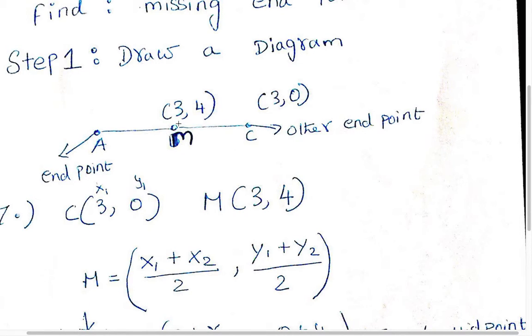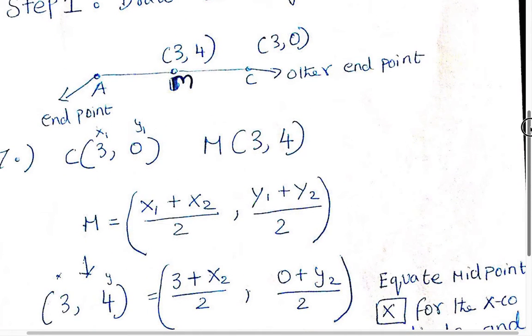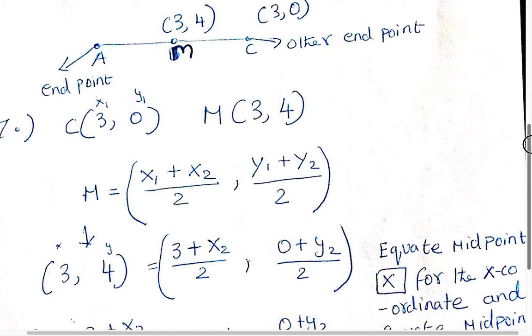M is your midpoint and the midpoint is given. One endpoint is not given, so that's a big question mark. That's what you're going to find. C is another endpoint. They have their own coordinates. So I just wrote it out. And question number 7 says the point C is 3 comma 0 and your midpoint is 3 comma 4.